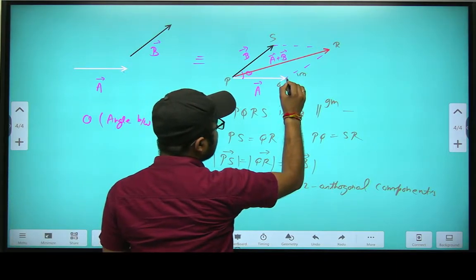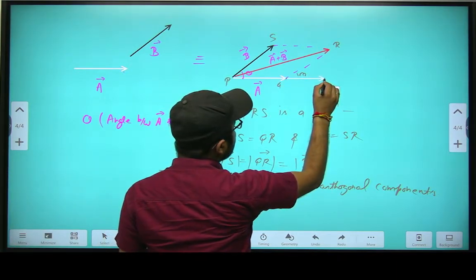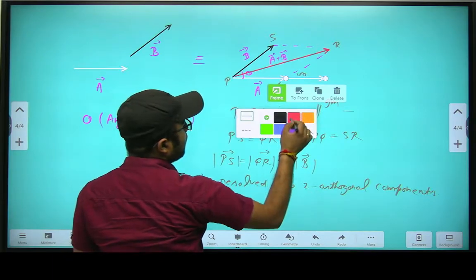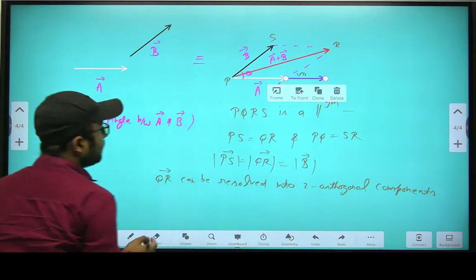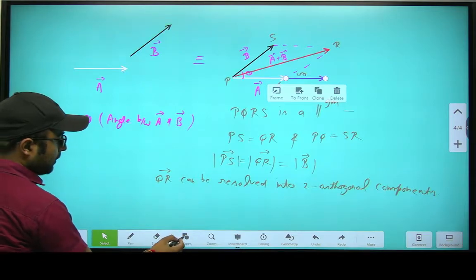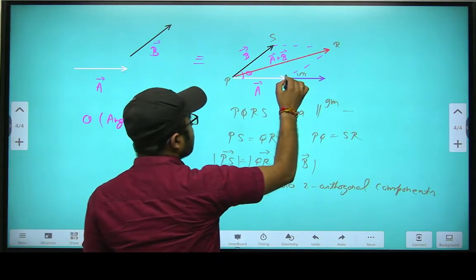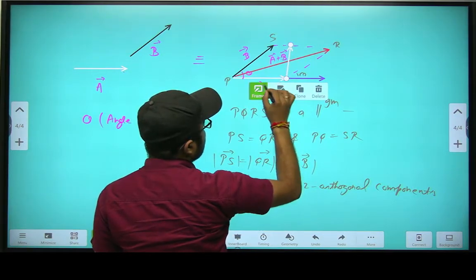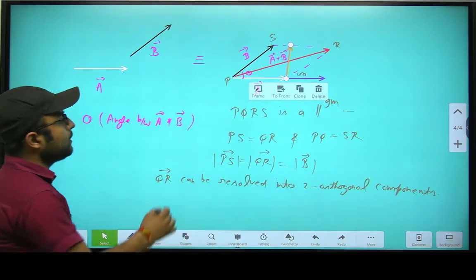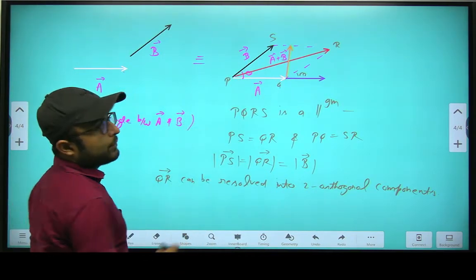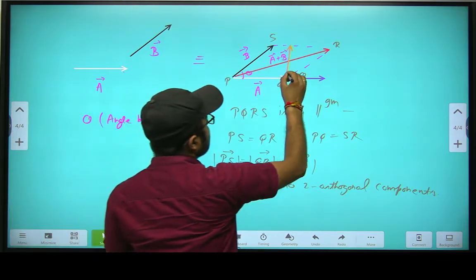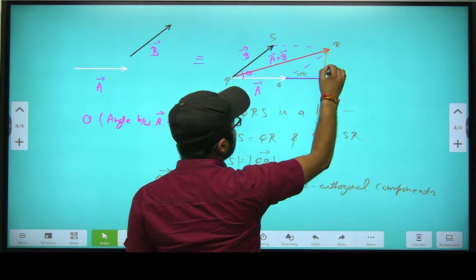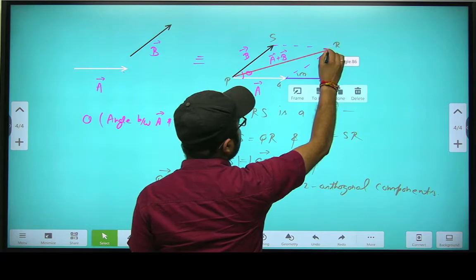Its one component will be along the horizontal and its other component will be along the vertical. This vertical component can be moved parallel to itself. Let's move this. We will put it over here.